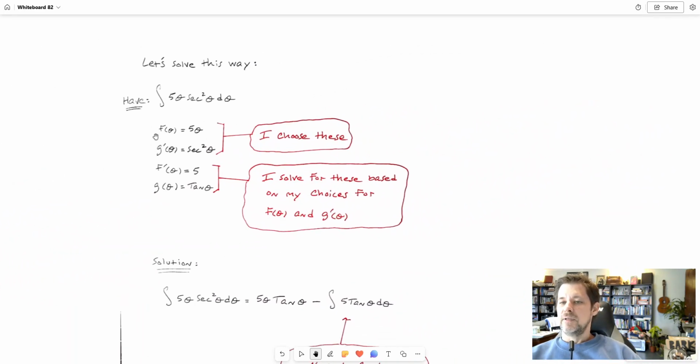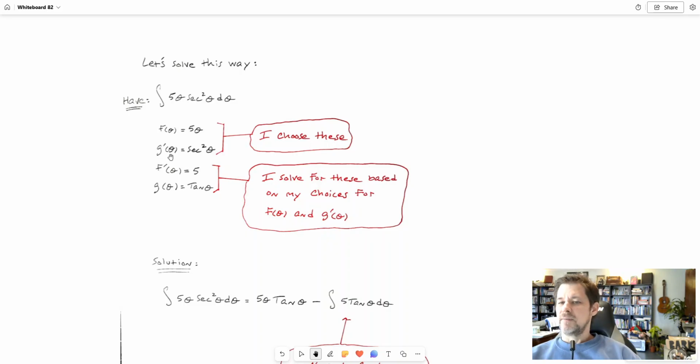So I choose these. Now think of it like this. I chose f of theta to be 5 theta. If that's the case, what's f prime theta? Well, what is the derivative of 5 theta? It'd be just 5. So that's why f prime theta is 5.